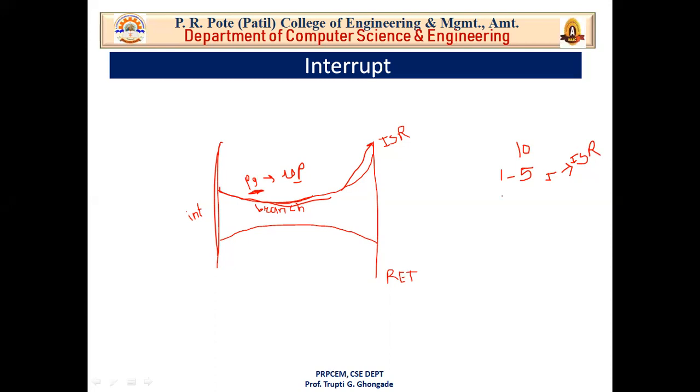That means after executing the ISR, when you come back to your program, you will start from number 6 to 10. That is from the next instruction, and continue. This is the process of an interrupt. The instruction that gets it back to the main program is called return.